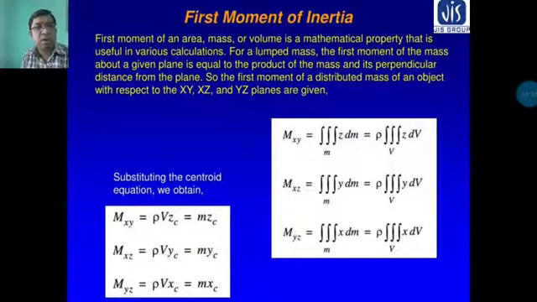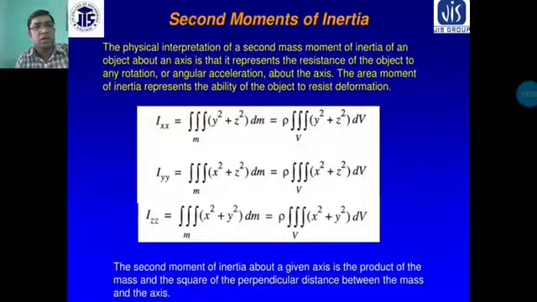Also here, Mxy equals the triple integral of z dm, which equals rho times the triple integral over V of z dV. Mzx or Mxz equals the triple integral of y dm, which equals rho times the triple integral over V of y dV. Myz equals the triple integral of x dm, which equals rho times the triple integral over V of x dV. This is how the first moment of inertia is calculated.